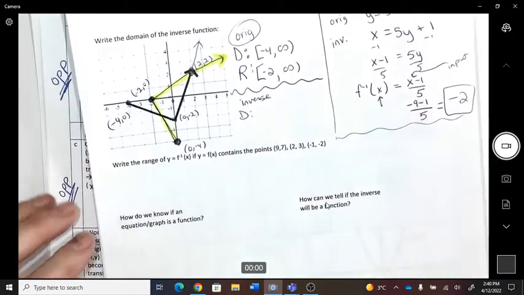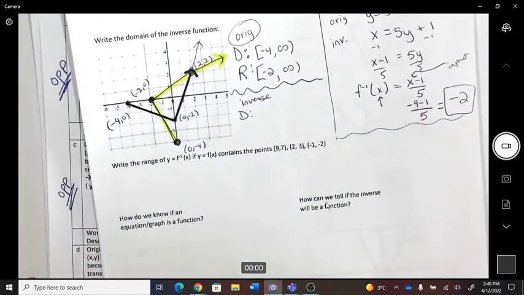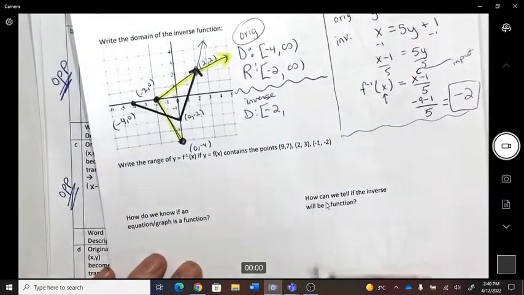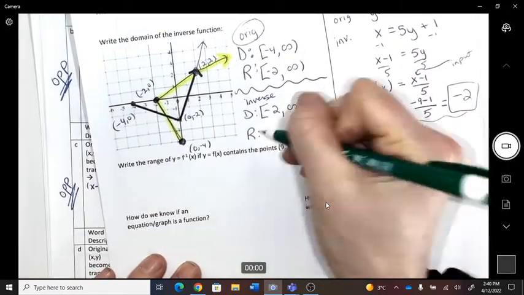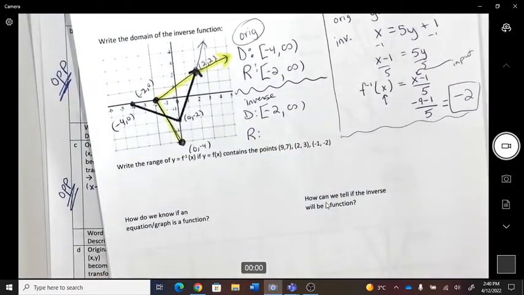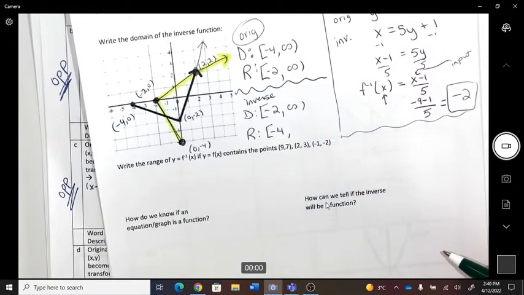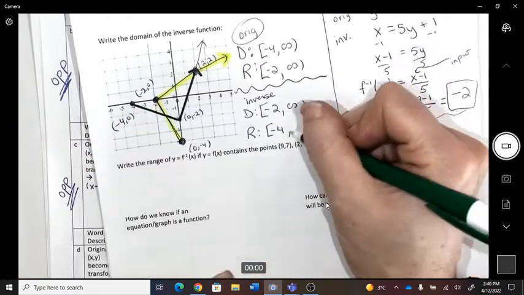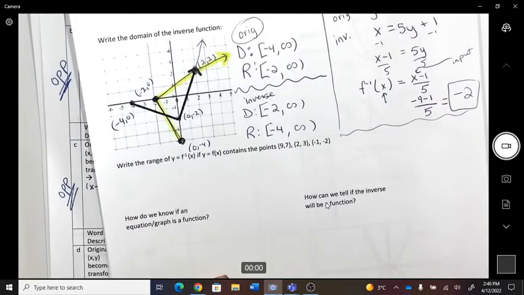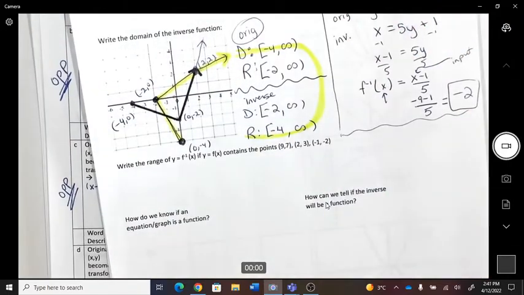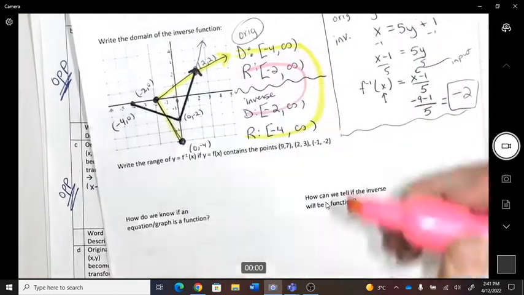Can you tell me the domain of it? What's the furthest left this is? -2. What's the furthest right it will go? Infinite. What's the lowest my yellow graph is? -4. What's the highest my yellow graph will be? Infinite. So, did our prediction work out? The domain of this should equal the range of this. Yep. The range of this should equal the domain of that.